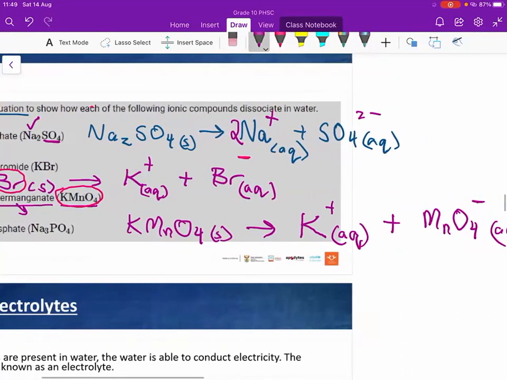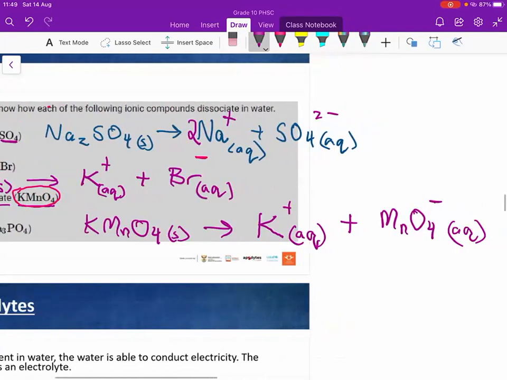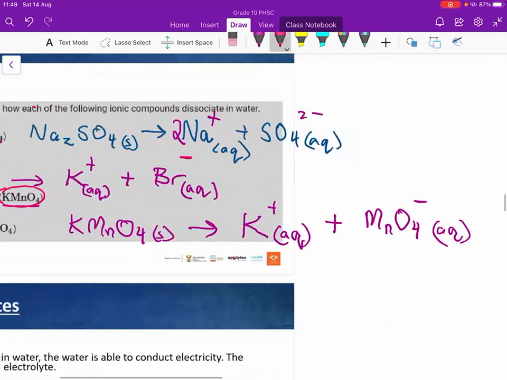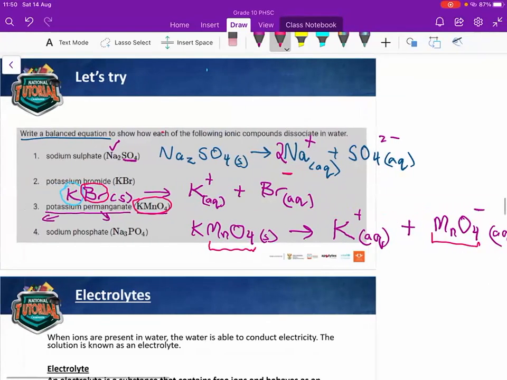And is it balanced? Yes. There's 1 K on the left, 1 K on the right, 1 MnO4 on the left, 1 MnO4 on the right. So it's important to know your compound ions, because a lot of students, when they're doing this, try to separate the MnO4 and make it all other funny things. But MnO4 must stay together because it is permanganate. So when potassium permanganate dissociates, it just dissociates into potassium ions and permanganate ions.